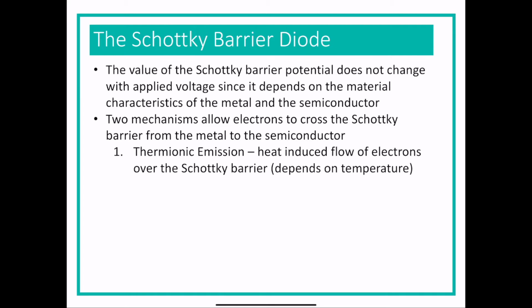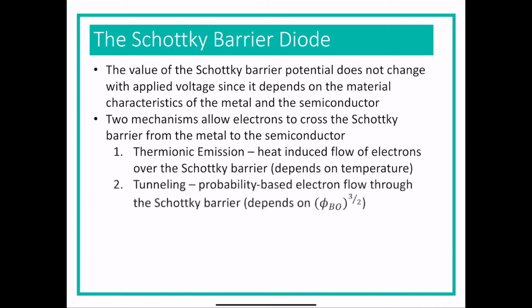There will be a little bit, but not much. The other way that electrons can flow through the Schottky barrier is through tunneling. We've talked about tunneling a little bit. This is a probability-based electron flow that happens through something that it's not supposed to be able to go through. And this actually depends on the barrier voltage to the 3/2. And we're not going to talk a whole lot about that particular effect. We're going to mostly talk about the thermionic emission effect and how to calculate how the electrons are moving.